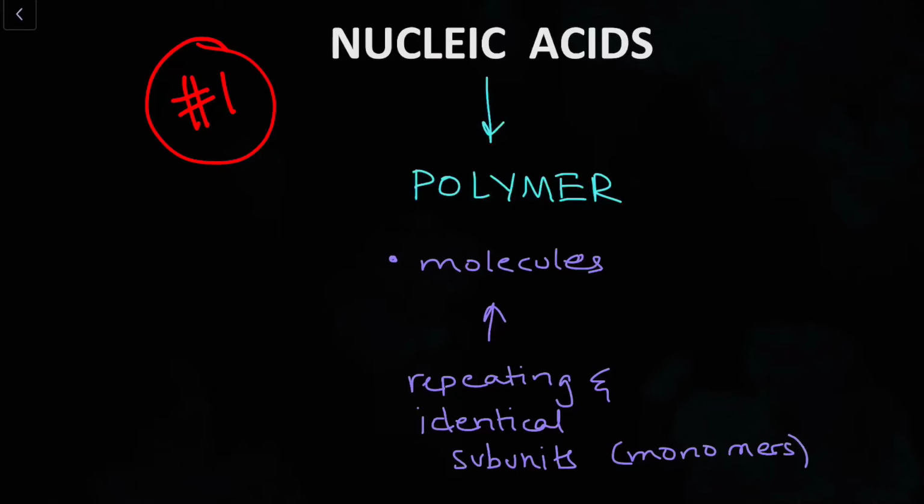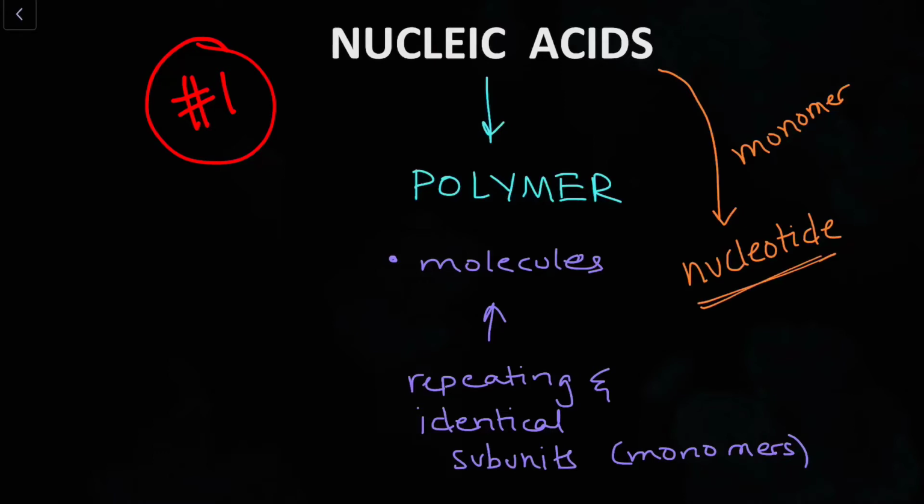So if a brick building was considered to be a polymer, its monomer units would be the bricks that make up the building. Now, if you still don't understand what a polymer is, I have an entire video dedicated to explaining polymers and how they're formed. So go check that out before continuing on with this video. Anyways, moving on. The monomer unit of a nucleic acid is called a nucleotide. And this is what we're going to be discussing over the next couple of minutes.